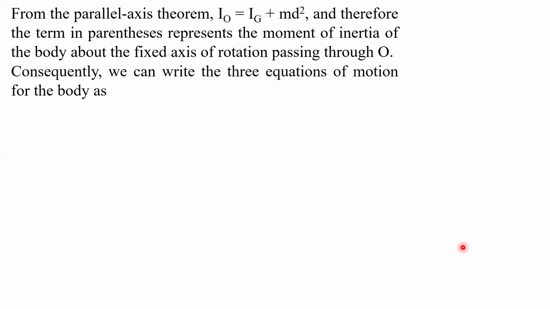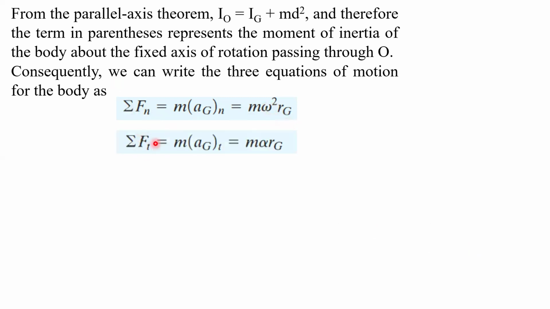Consequently, we can write the three equations of motion for the body as: the sum of the forces in the normal direction is m omega square rg. The sum of the forces in the tangential direction is m alpha rg. And then the summation of all the moments about O is IO alpha.